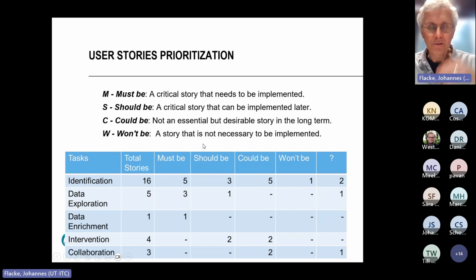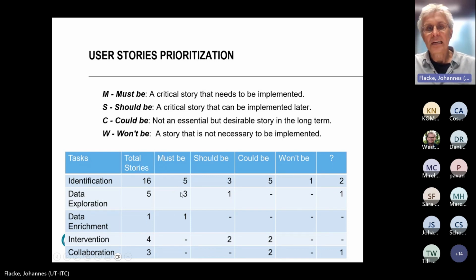and asked again in the second workshop our users, which of these user stories, we presented them all, and they had to say, is that a must-be critical user story? So it means a story that has to be implemented for sure. Is it a should be, could be, or won't be? So this is kind of MoSCoW, it's called, the MoSCoW method. What is must be, should be, could be, won't be.